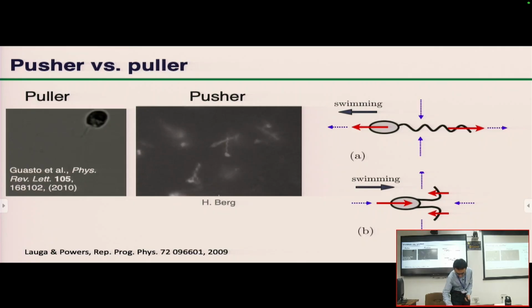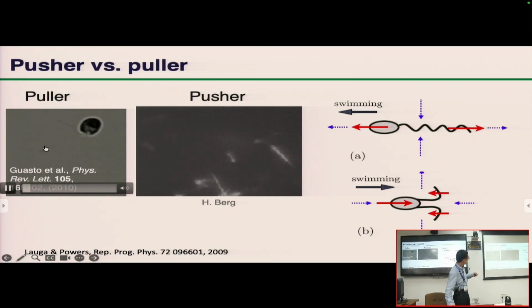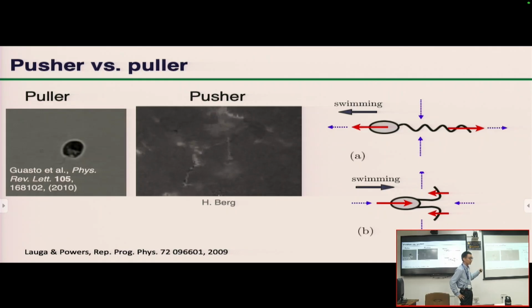A pusher is things like E. coli. It has a cell body in the front and a tail. The tail is pushing the cell body forward, and that's why it's called a pusher. Whereas for this organism here, Chlamydomonas, it has two flagella in the front, so it's dragging the cell body forward. It's pulling it forward, so that's called a puller swimmer.